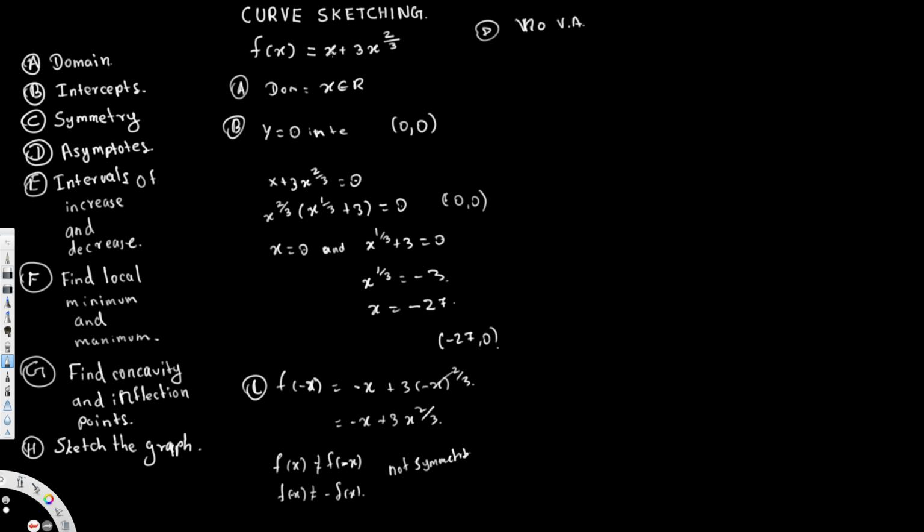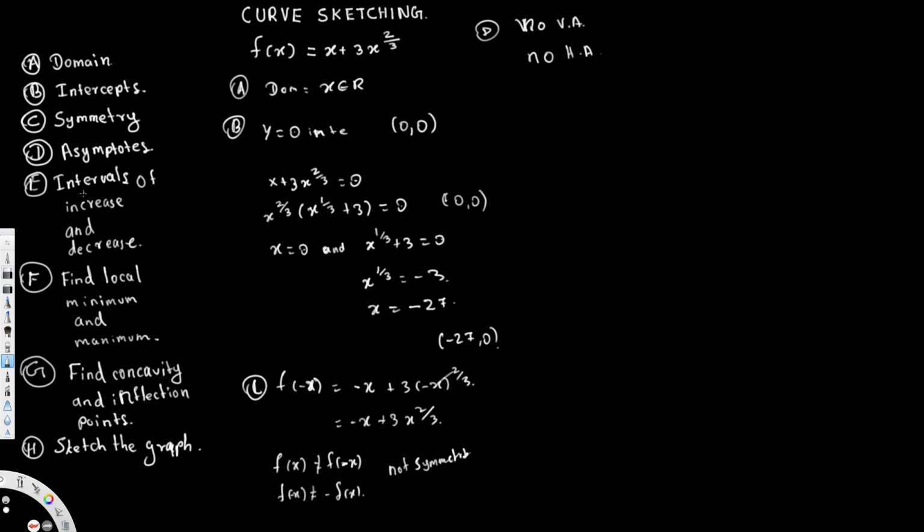When x approaches infinity, by looking at this equation, infinity plus infinity is going to be infinity. If x approaches negative infinity, negative infinity plus negative infinity is also going to be negative infinity, right? So there's no horizontal asymptote either, because that doesn't give any finite value.